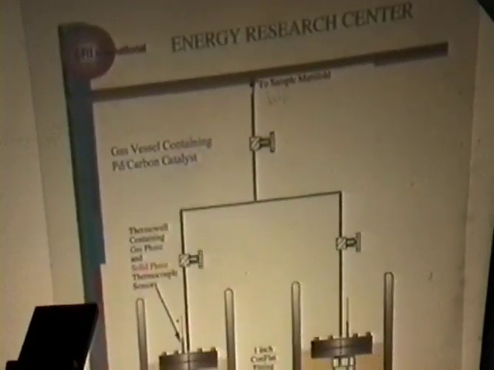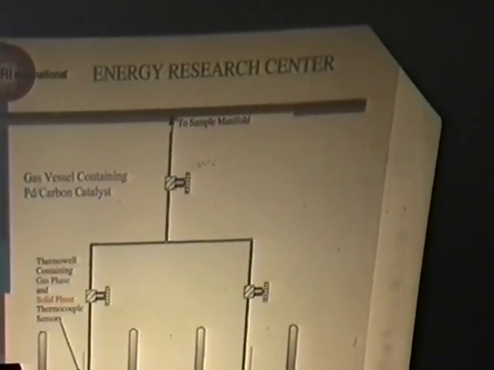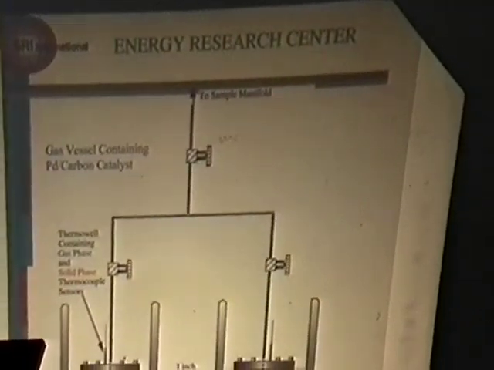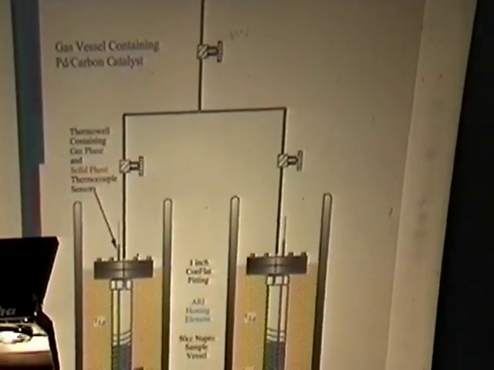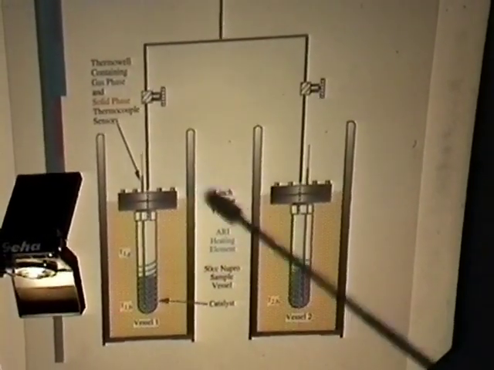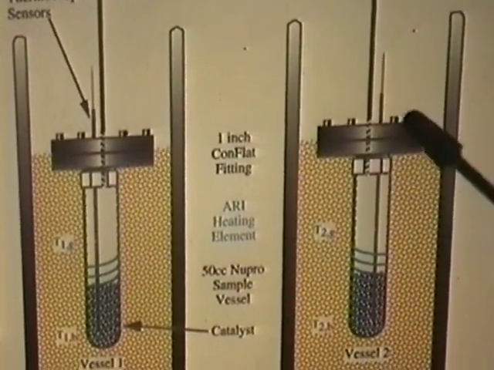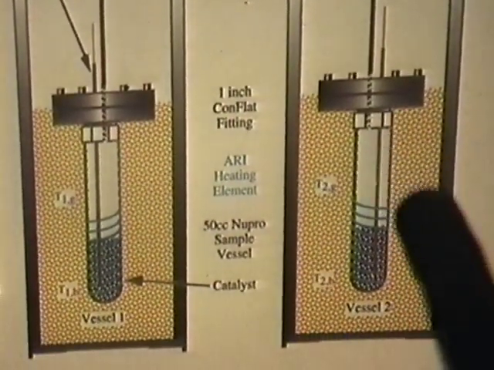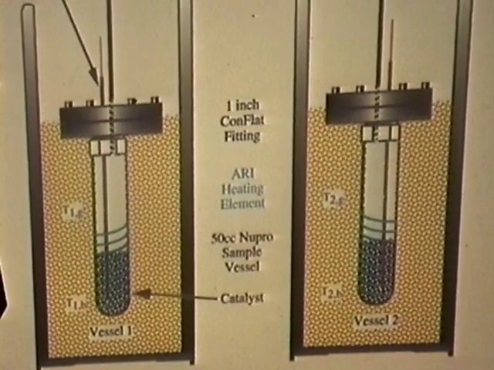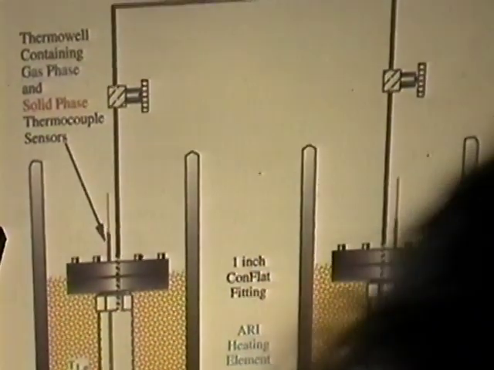So the experiment looked something like this. We have 2 vessels. These are 500 cc stainless steel vessels with conflat seals, I guess. Through the top of the vessel penetrates one gas line for admission of hydrogen in one case, deuterium in the other case in these paired experiments.